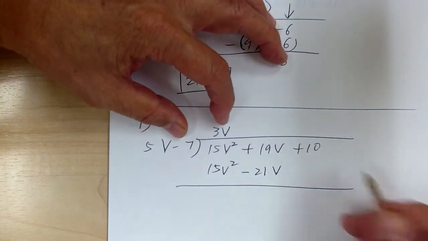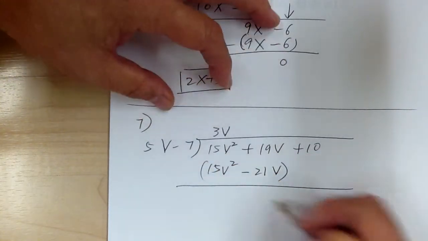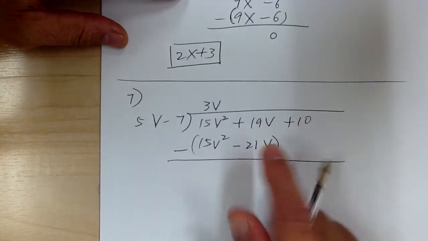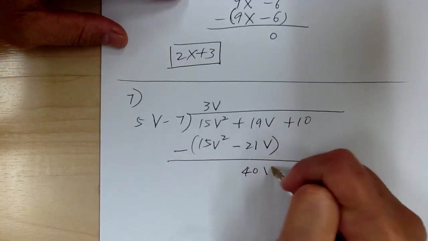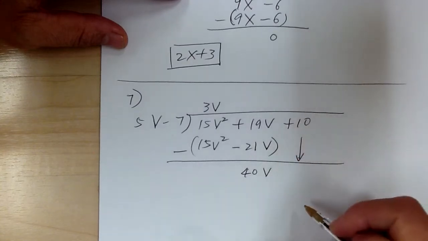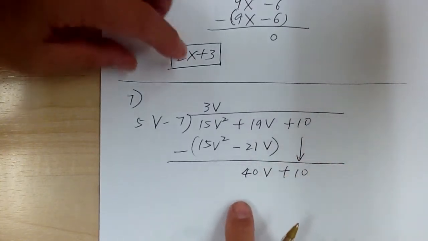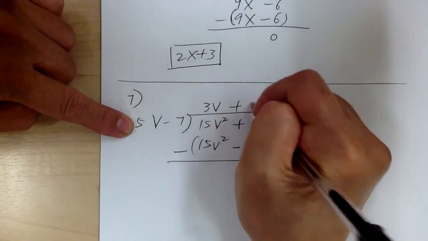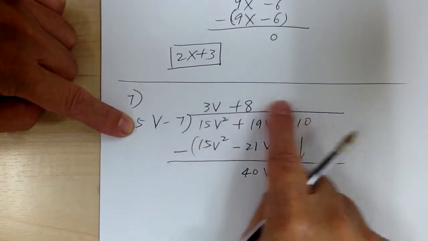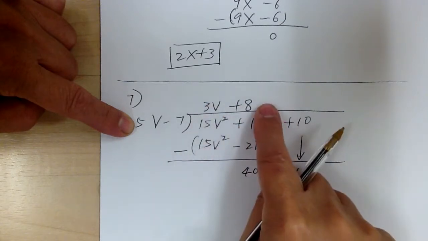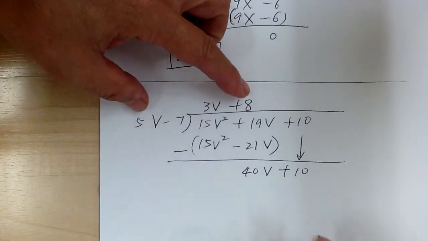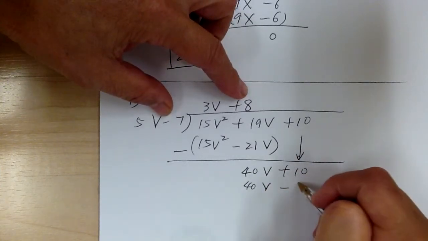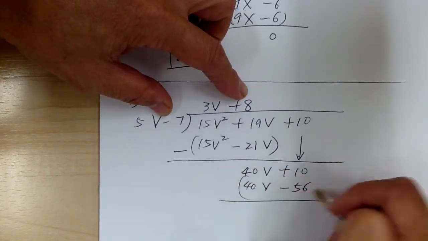Okay? And so put parentheses around that, subtract. So you got 19 minus negative 21, it becomes 40v. And you drop the next one. And now you look at this one over here. So 5 times 8 will give you 40, right? And they can always go down in order. This was v to the 1 power, so the next one will be no v. Okay, so when you multiply, you get 40v minus 56.